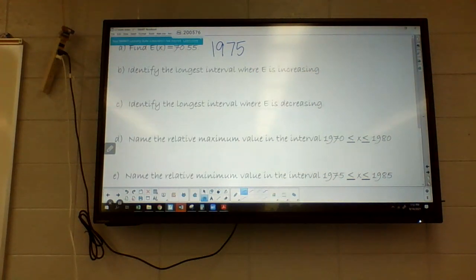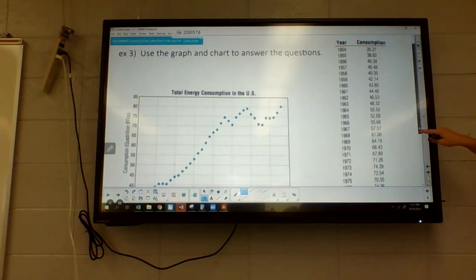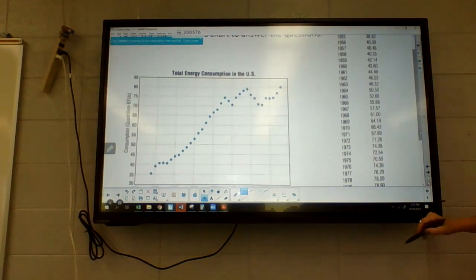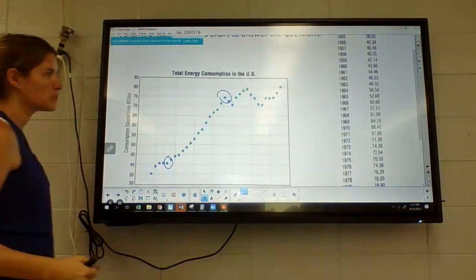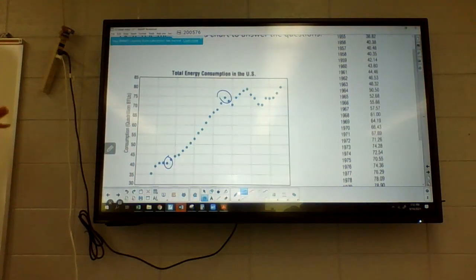Identify the longest interval where E is increasing. And so this might be looking at the graph, but then also looking at the table and trying to determine exactly the longest interval where E is increasing. So I'm assuming it's like kind of from here to here, but I'm going to use the graph to double check that it's increasing that whole time.